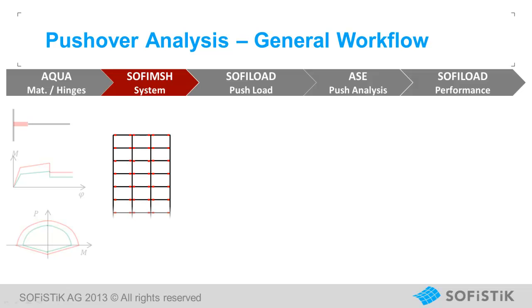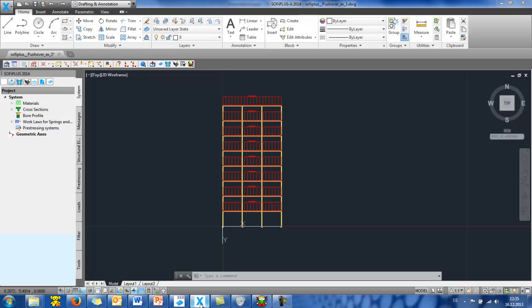Next step is to model the system and assign the hinges in the connection between the columns and the beams, and at the bottom of the columns, namely where we expect the plasticity to occur. I have already defined a simple steel frame system into SOFiPlus in order to show the steps for applying pushover analysis into SOFiSTiK. The procedure, of course, is the same for any kind of structure. So I will show now how easily you can assign the hinges into the beam elements into SOFiPlus.